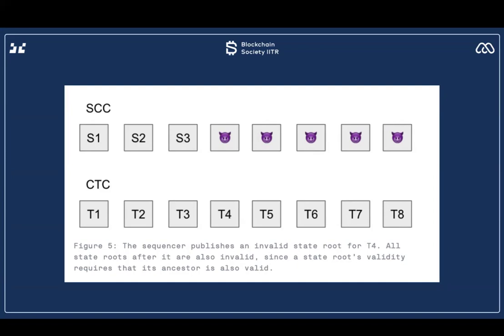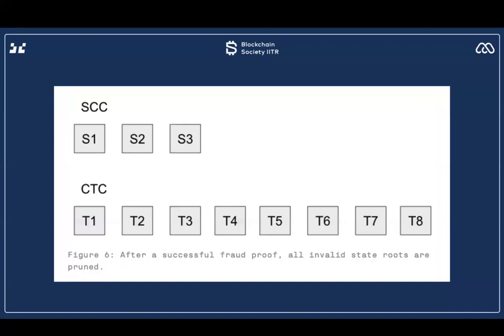So what this challenger can do now is create a fraud proof and submit it to Optimism, and since the fraud proof is going to succeed, Optimism is going to prune all of the states that come after S3. So now all of these states are pruned, but the CTC remains unchanged because the CTC has transactions, right? And these transactions come with signatures. So the optimistic chain is now going to re-execute all of these transactions on top of S3 to create valid states. So now let's see how the challenger can raise a fraud proof.